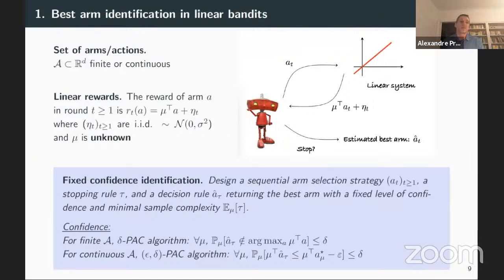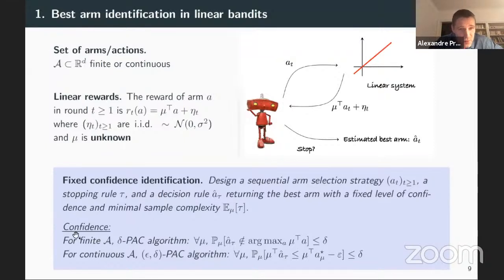So here the goal is to identify the best possible arm, and we will consider the fixed confidence setting, where we wish to design a sequential arm selection strategy A_t, a stopping rule tau, so we are going to stop at some round tau, and a decision rule A hat tau, which is the estimated best arm. And we want to design such components such that with a fixed level of confidence, we return the best arm, and with, of course, a minimal sample complexity, here defined as the expected number of rounds before you stop exploring, before you stop interacting with the system.